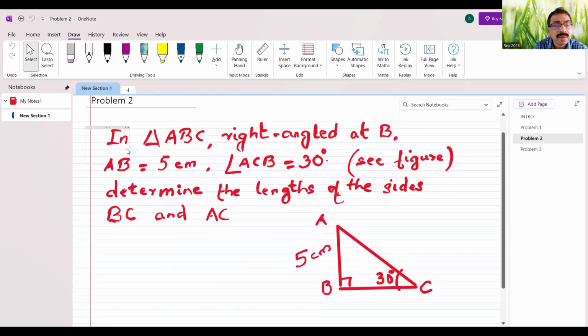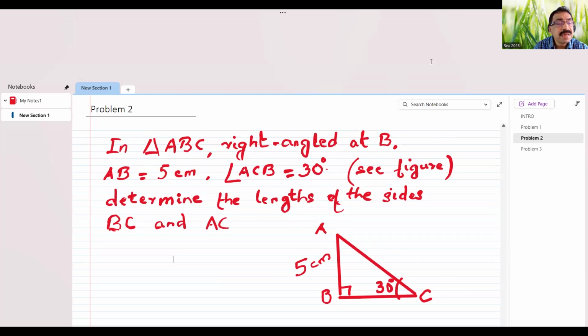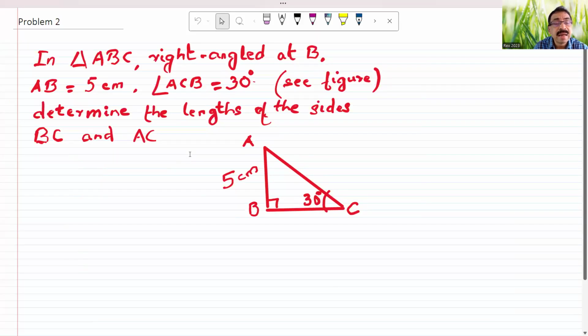So here it says in triangle ABC, which is right angled at B, AB is given as 5 centimeter, angle ACB is 30 degrees, and the figure is given. Determine the lengths of the side BC and AC.